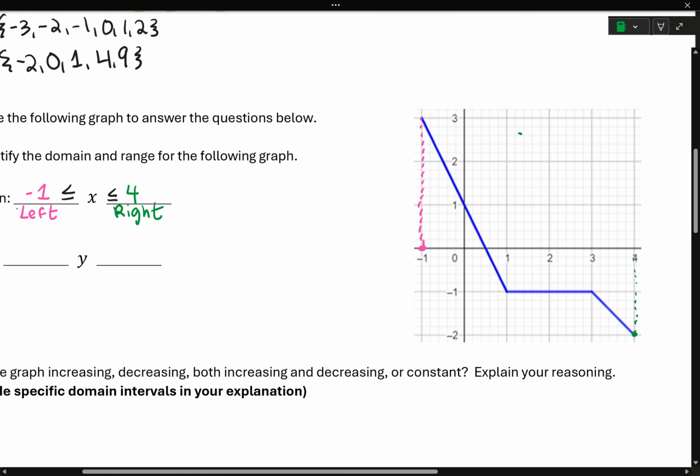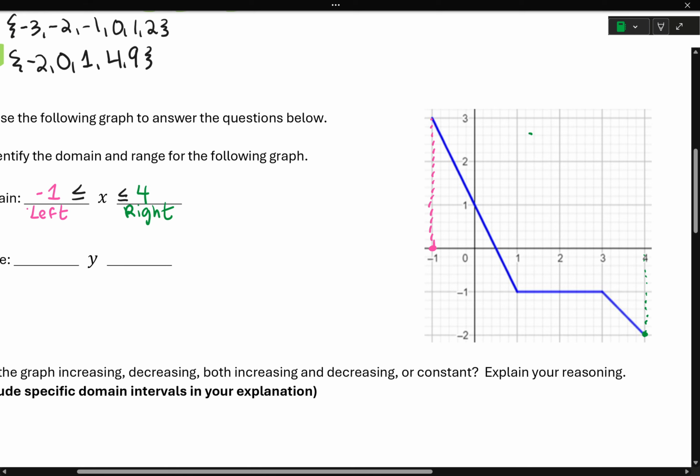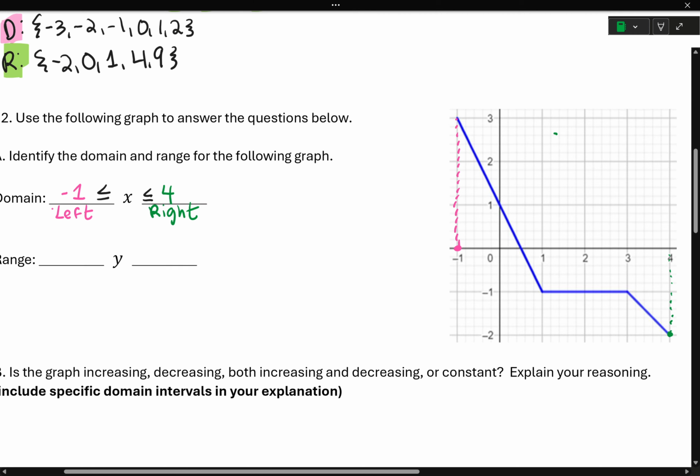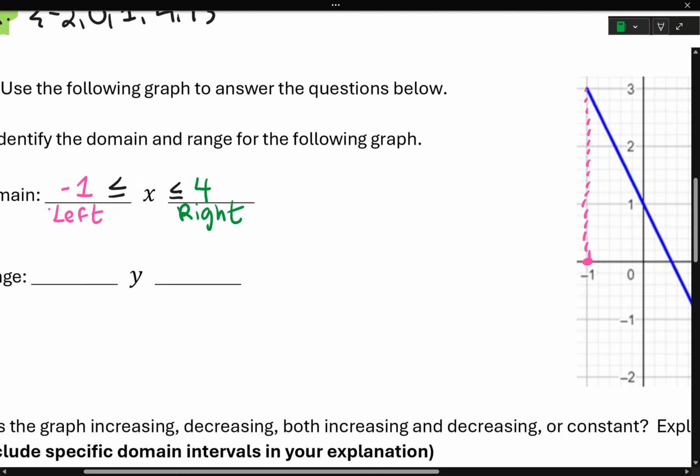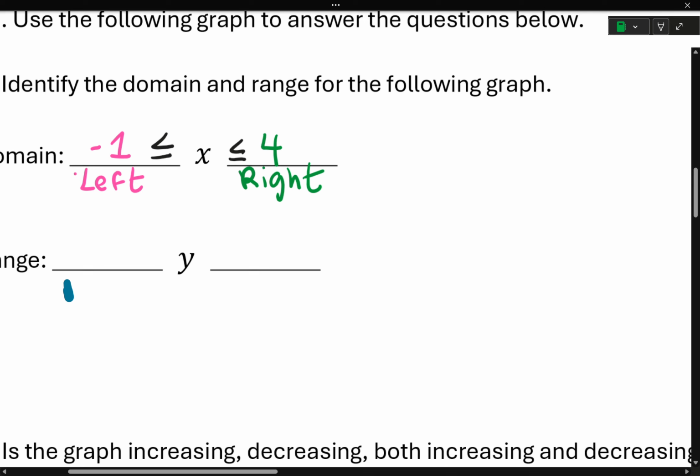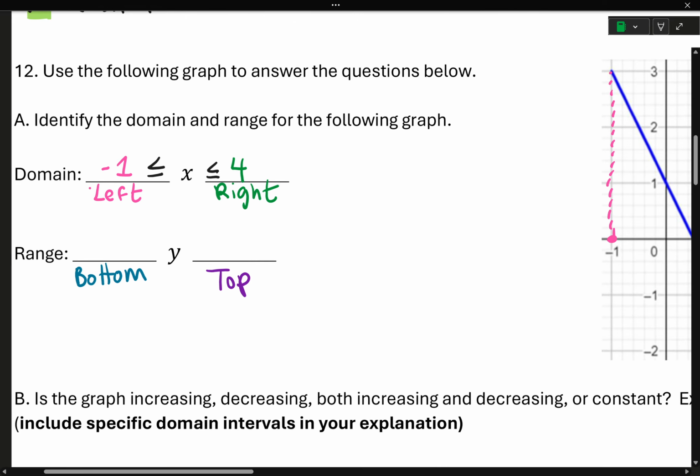Range now are our y's. Our y's go up and down, so we're going to go from bottom to top. Let's write that down here. All right, I forgot. I need to make this a thinner pen. All right, so we're going to go from bottom to the top. Let's check it out.